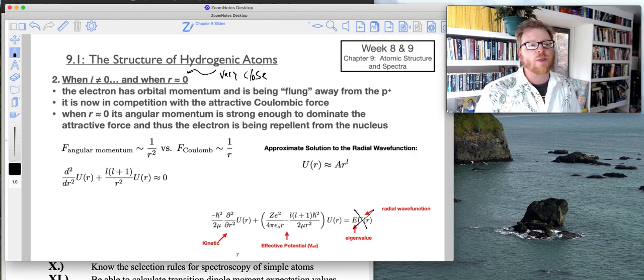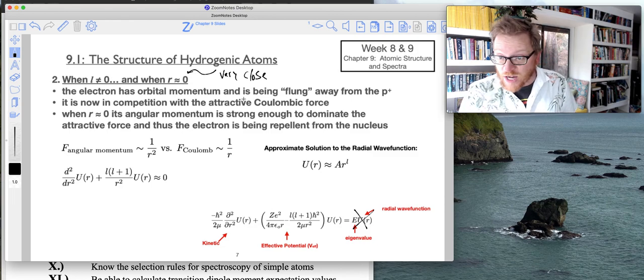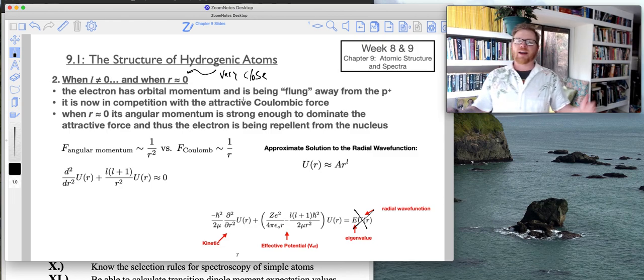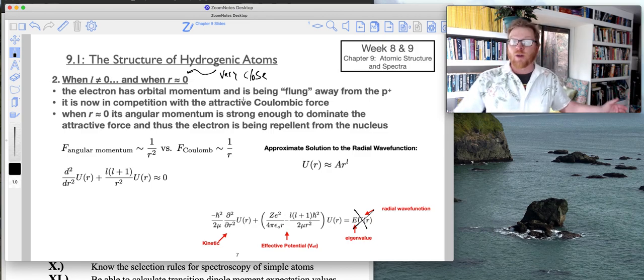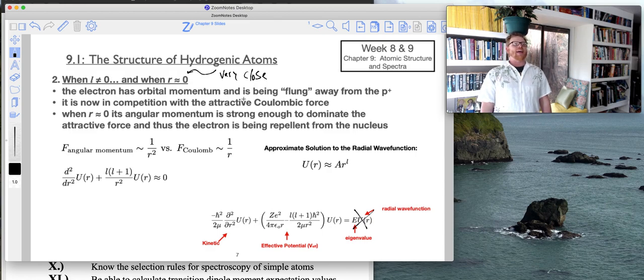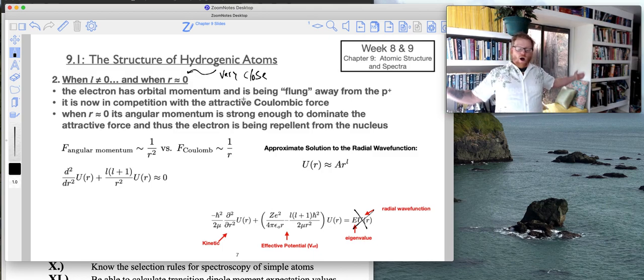But now also, the electron has orbital angular momentum, and it's being flung away from the proton, right? So if you think about that, imagine you're on the famous carnival ride where you lean up against the wall, and it starts spinning you around, and they drop the floor out. But you stay in position because your angular momentum is flinging you outward, right up against that wall, and they can drop the floor out and you won't fall down, okay?